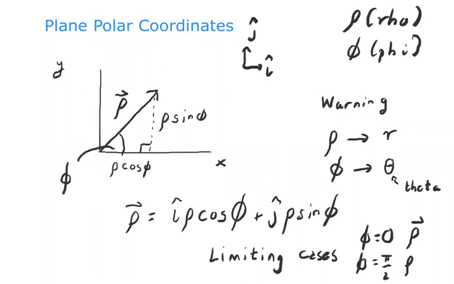Okay, as we saw last time, it's important to figure out what the unit vectors are for a particular system. So we're next going to focus on looking at unit vectors in plane polar coordinates.